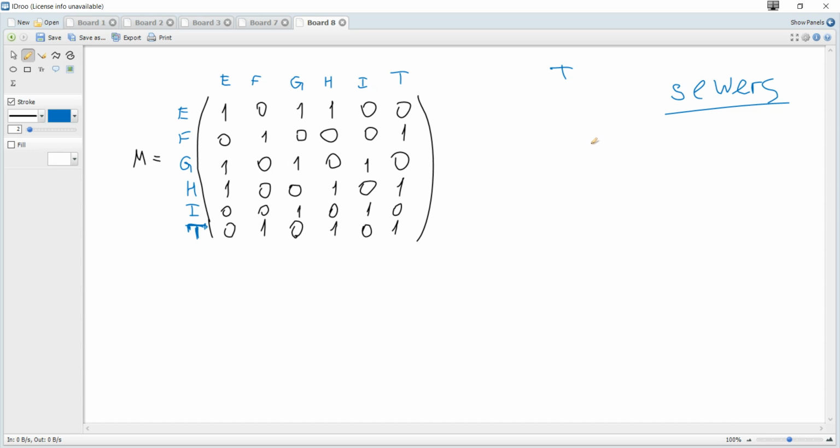The connections are represented in the following matrix M, where the order of rows and columns is E, F, G, H, I, T. A leak occurs from the toxic waste dump at T and travels through the sewers. The pollution takes 1 day to travel between locations that are directly connected. The digit 1 in M represents a direct connection.